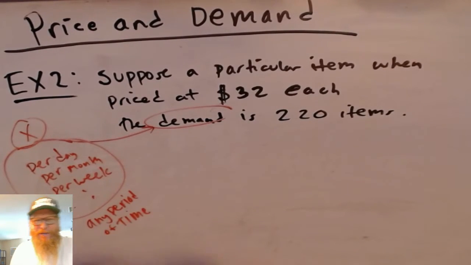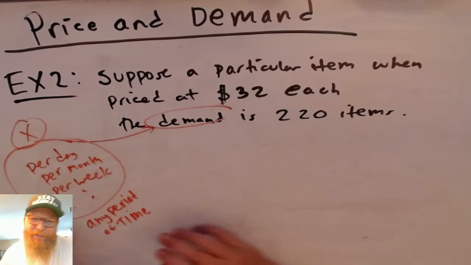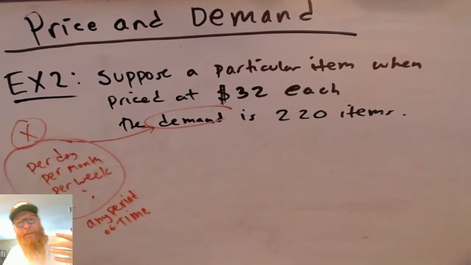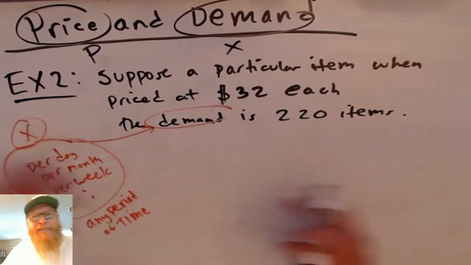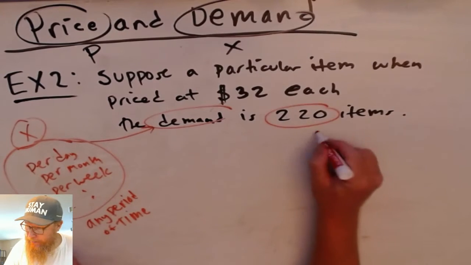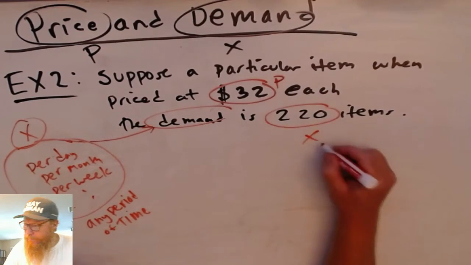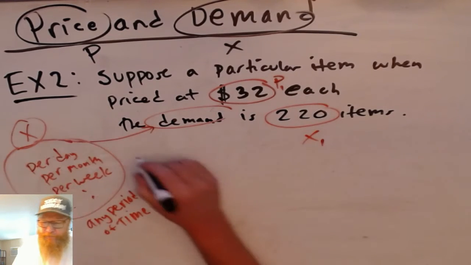Because if I do time, then I have to bring in another letter, which is T, and then all of a sudden these equations start to get really nuts. So we want to keep it simple. We're only going to do price, so price will be P and demand will be X. X is the number of items. So we got our P, we got our X. Let's call that price 1 and X1, because it's the first one given.